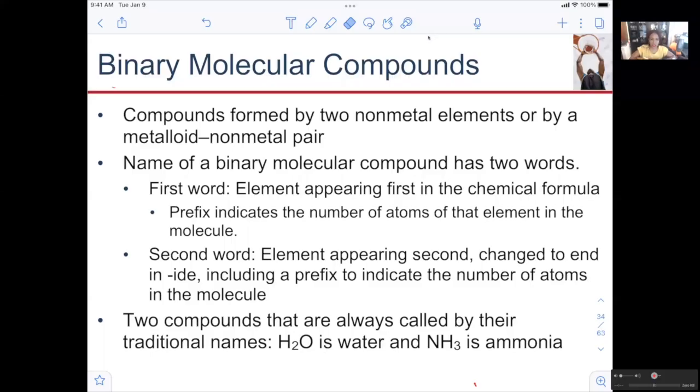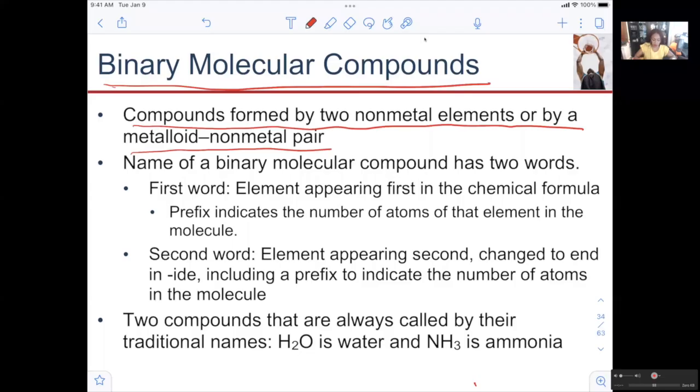Okay, this video begins the second part of chapter 6. In the second part, I'm going to be naming binary molecular compounds. These compounds are formed by two nonmetal elements or by a metalloid and nonmetal pair. When you're naming the binary compound, it has four components to its name.